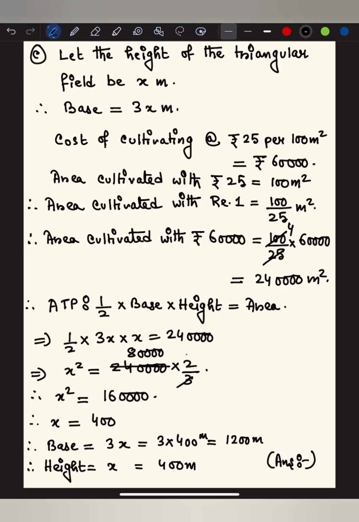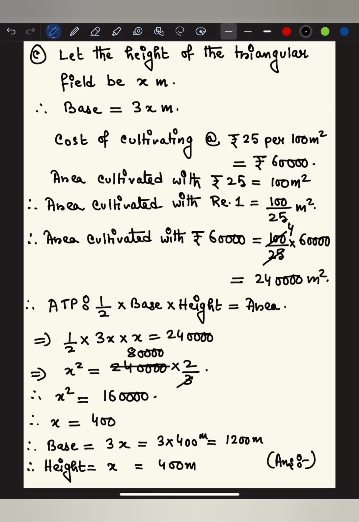This half, when it comes to this side, becomes multiplied by 2, and this 3 comes to the denominator, right? So 3 and 2,40,000 get cancelled and it becomes 80,000. 80,000 into 2 is 1,60,000. So x square equals 1,60,000. Therefore x equals 400. And therefore base equals 3 into x, which is 3 into 400 meter, which is 1,200 meter, and height equals x, which is 400 meter. So this will be our answer.